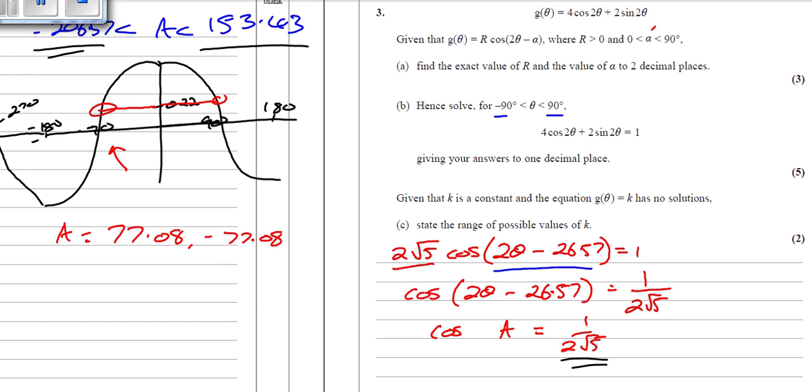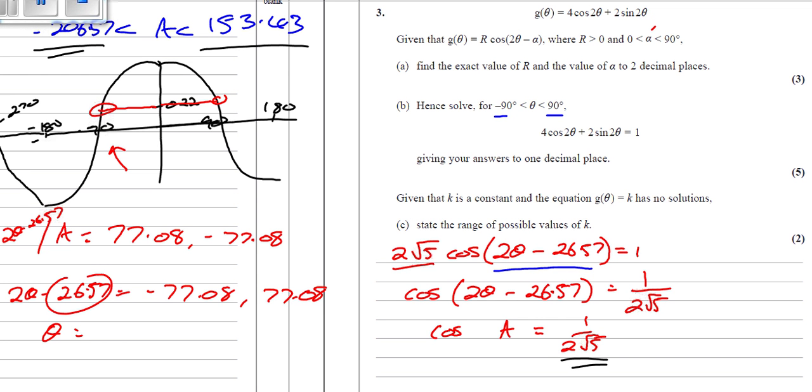That's what A is, but remember that A is going to be two lots of theta, and then minus 26.57. So in order to get what theta is, we need to do the opposite of that. So if 2 lots of theta minus 26.57 equals minus 77.08 and 77.08, what we're going to do is we're going to add 26.57 and then divide by 2.